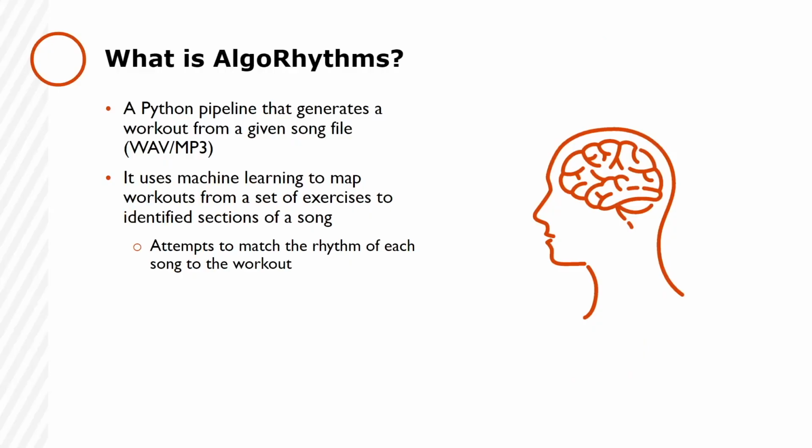So what is AlgoRhythms? AlgoRhythms is a Python pipeline that generates a workout from a given song file, such as a WAV file or MP3. It uses machine learning to map the workouts from a set of exercises to identified sections of a song, and attempts to match the rhythm of each song to the workout, creating a nice interactive workout for the user.